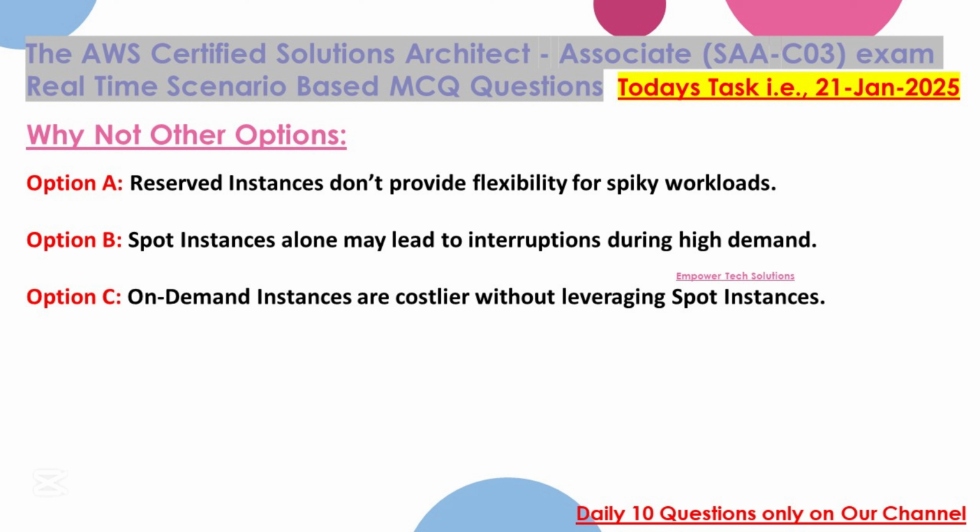Why not other options? Option A. Reserved instances don't provide flexibility for spiky workloads. Option B. Spot instances alone may lead to interruptions during high demand. Option C. On-demand instances are costlier without leveraging spot instances.